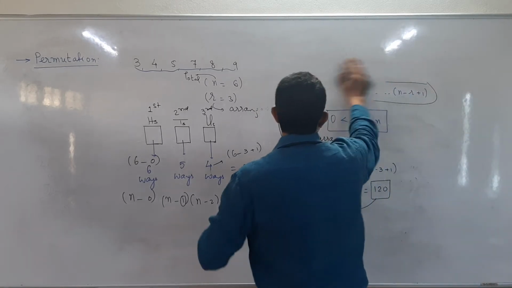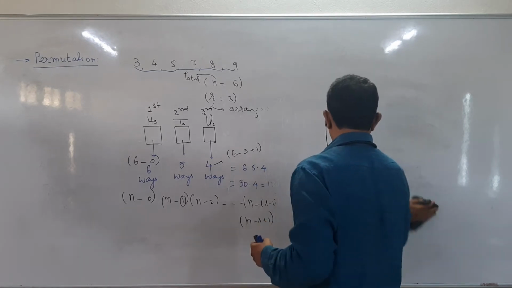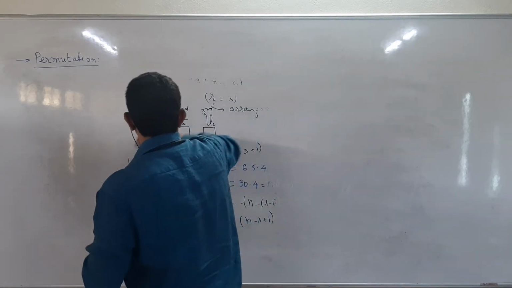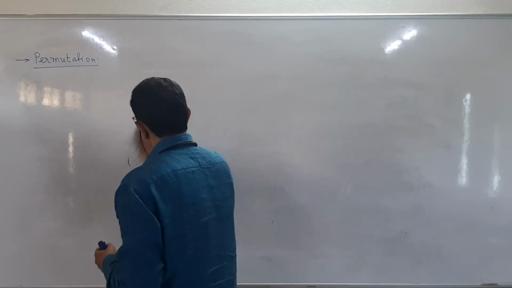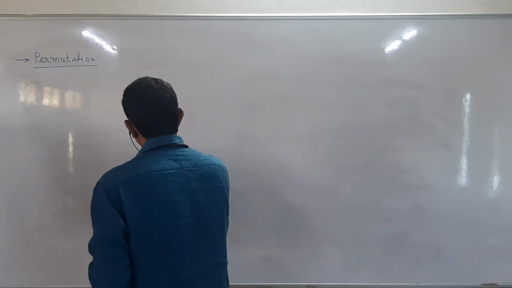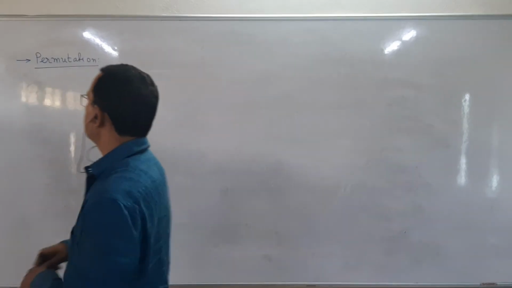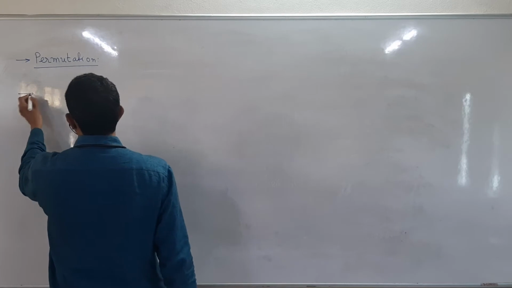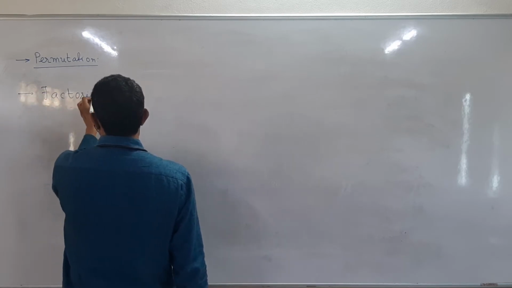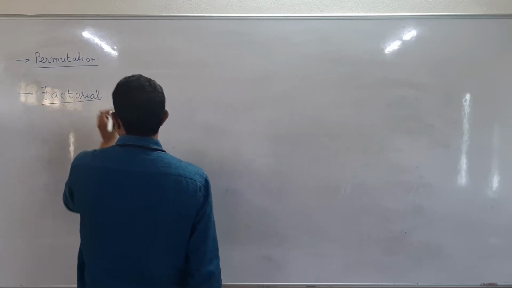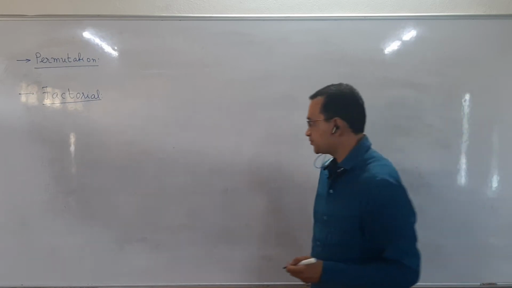Okay students, having done this today, the next concept which we are going to do is the concept of factorial. After permutation, now our next thing to do is the concept of factorial. Now students, what is factorial?